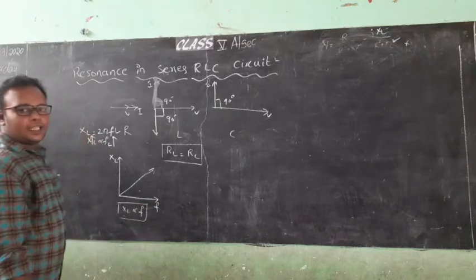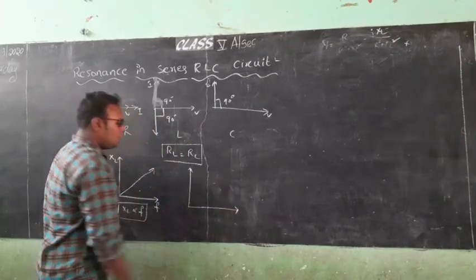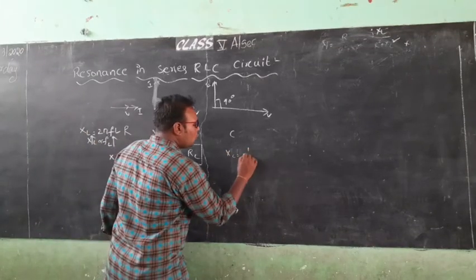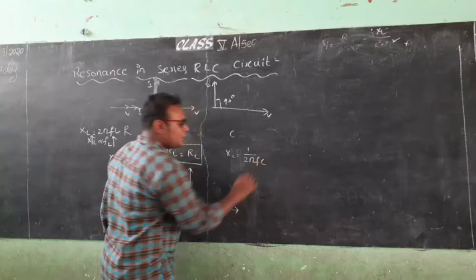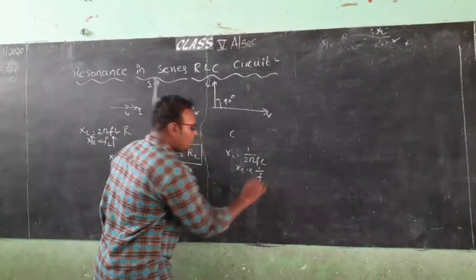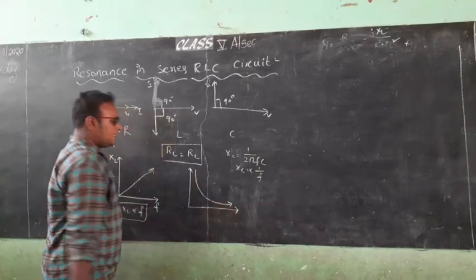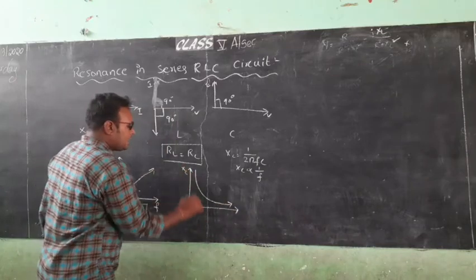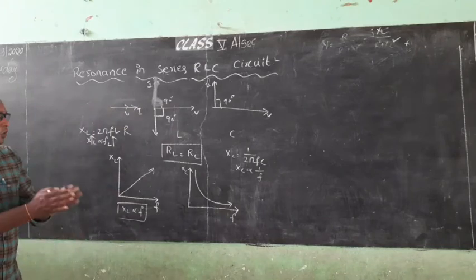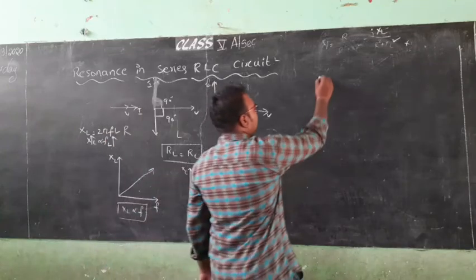Coming to the capacitive circuit, what is the capacitive reactance? XC is equal to 1 by 2 pi FC. So XC is inversely proportional to F, and the resultant is a rectangular parabola. The resultant is like this: this is the XC and this is the frequency. So what happens when both conditions are present in the same circuit? The waveform should be like this.